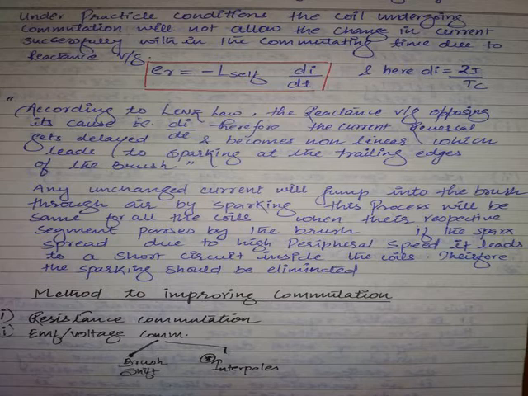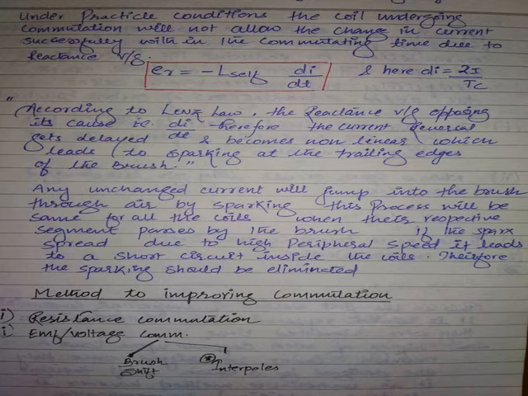You see, the coil undergoing commutation will contain some inductance property. If you say L self is the inductance of the coil, what is the change in current di? If it is changing from plus side to minus side, what is the total change in current? 2i. So di is nothing but 2i, dt is nothing but Tc. What is I? I is nothing but Ia by A only.